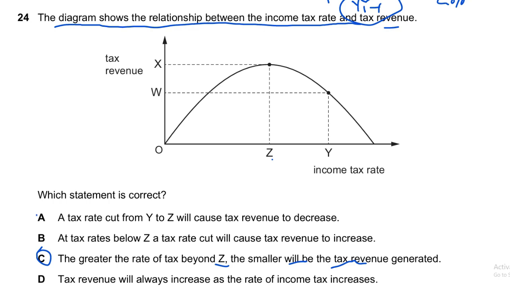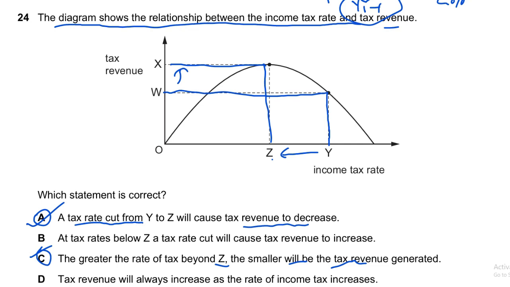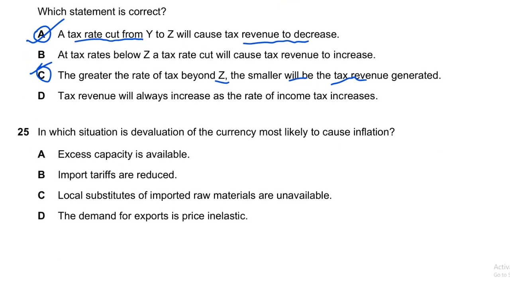For example, option A. The correct answer is C, but I'm explaining A as well. A tax rate cut from Y to Z will cause tax revenue to decrease. So this is an incorrect answer, because if tax rate is Y, then tax revenue is this much, right? If we cut the tax rate from Y to Z, then you can see tax revenue has increased. So this is incorrect, because it is saying that a decrease in tax rate decreases tax revenue, however tax revenue is increasing in this case. So this is not the correct answer. You can evaluate other options as well.